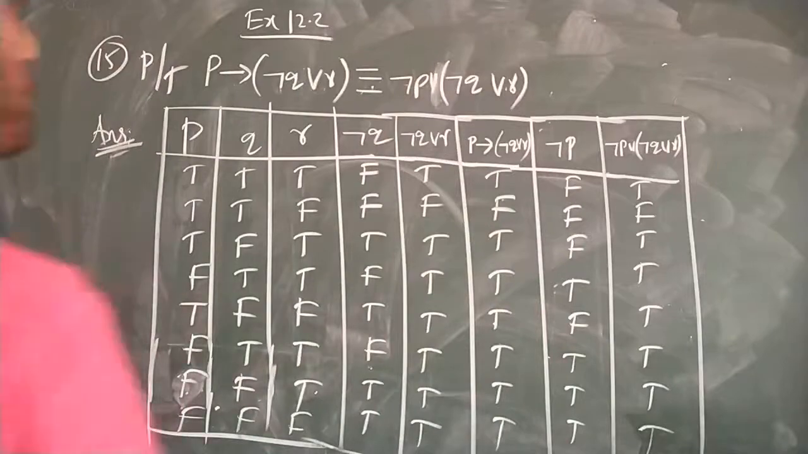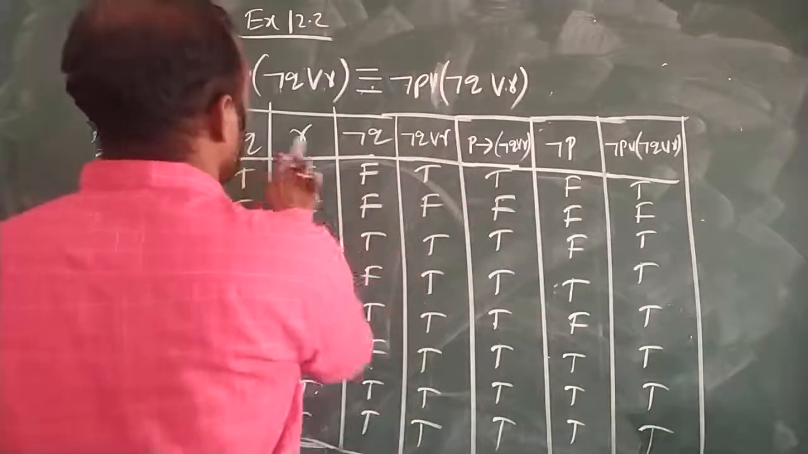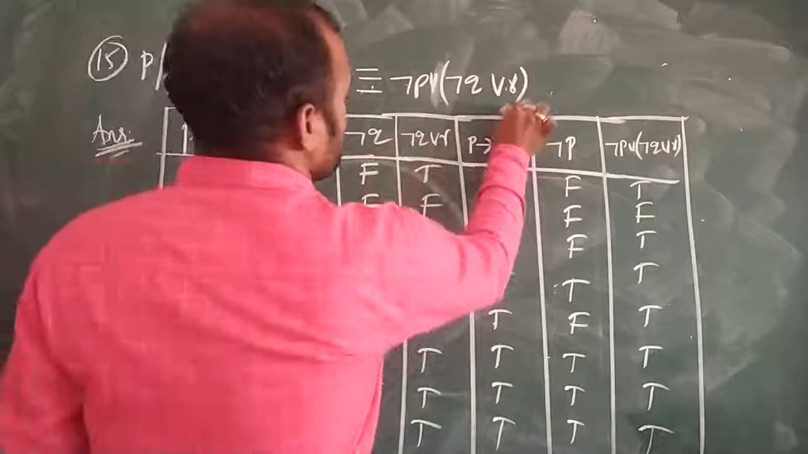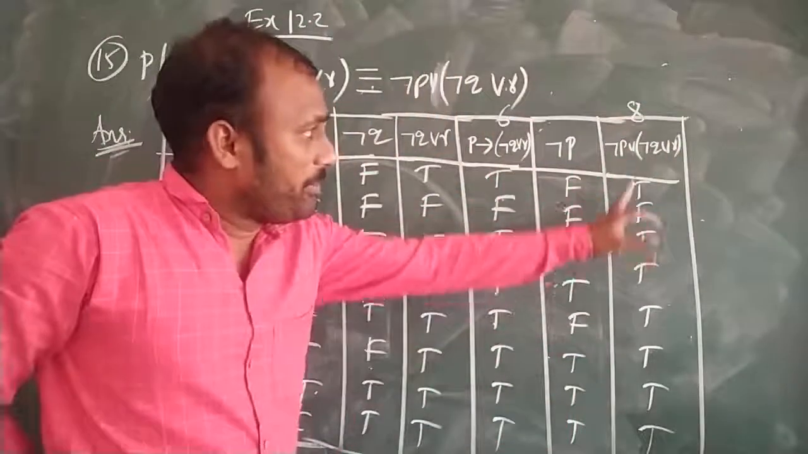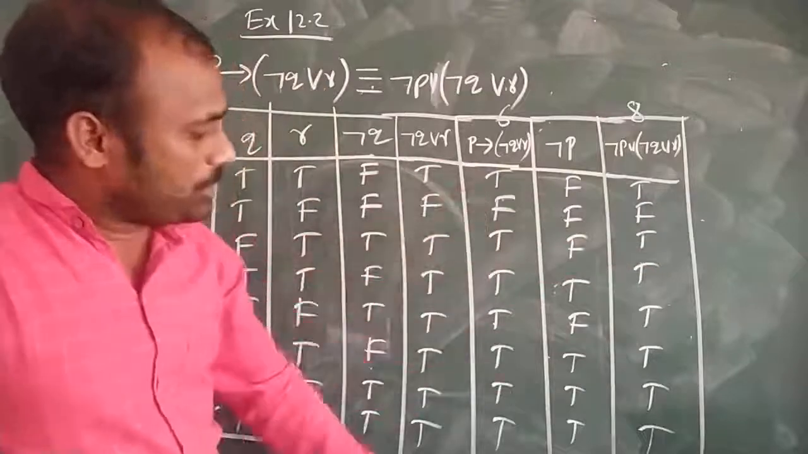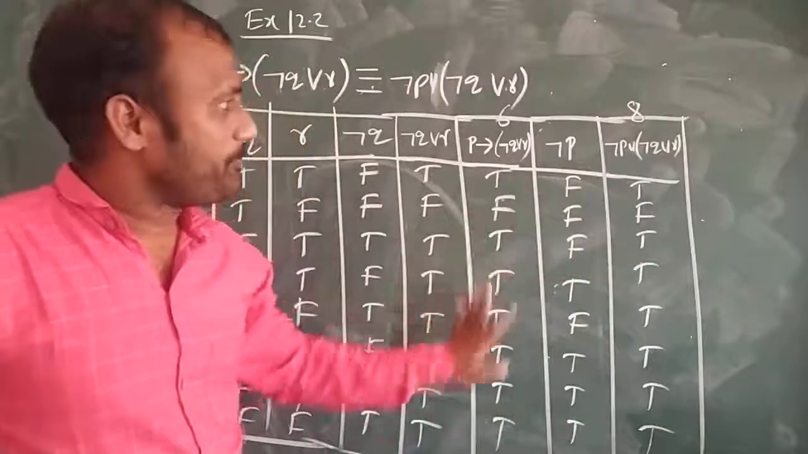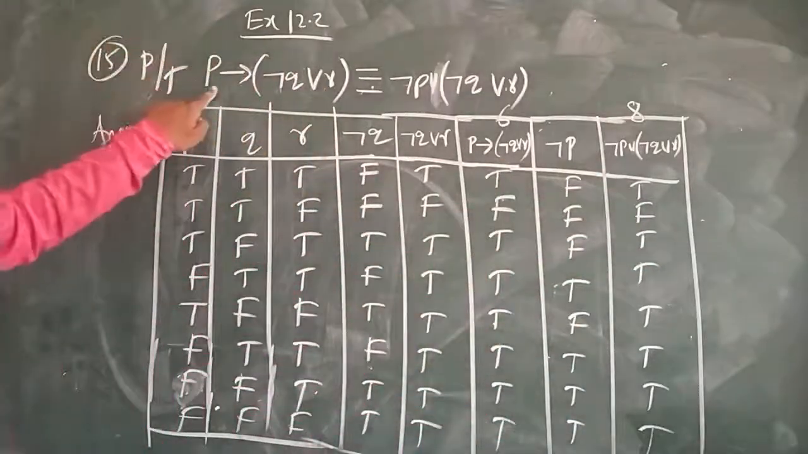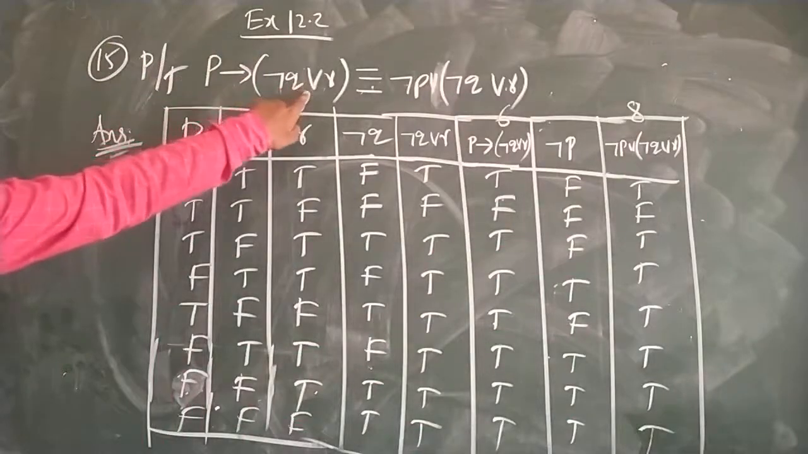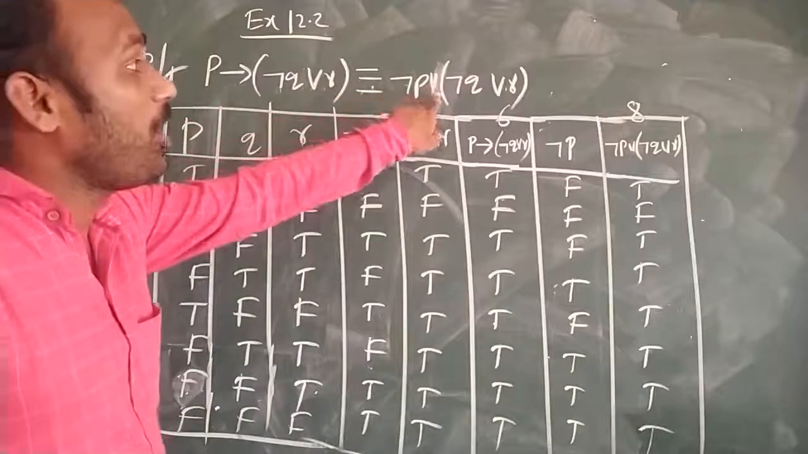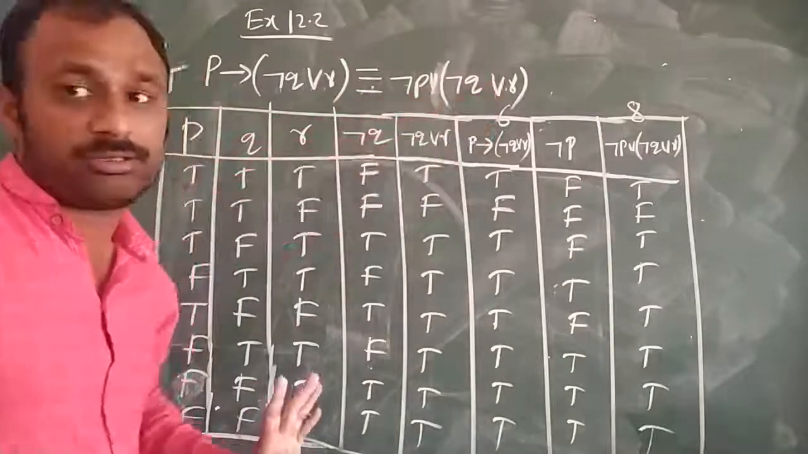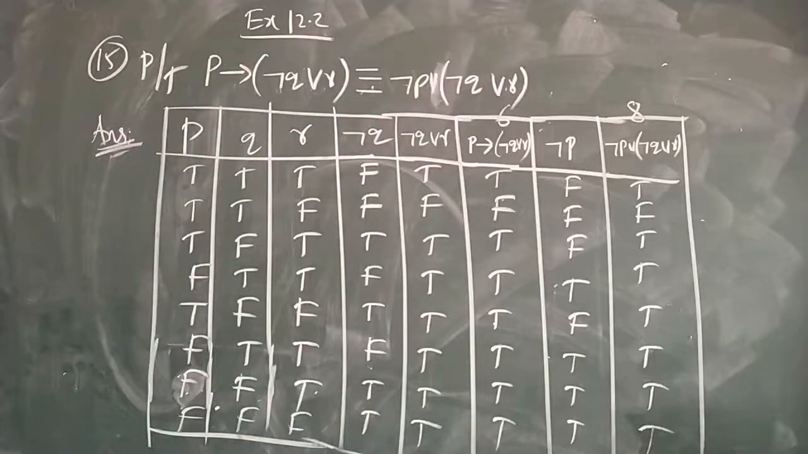Now if you observe column number 6 and 8, we can see that the truth values are the same in both. So we can say that P conditional of negation Q or R is equivalent to negation P or negation Q or R. So this gives us the equivalence.